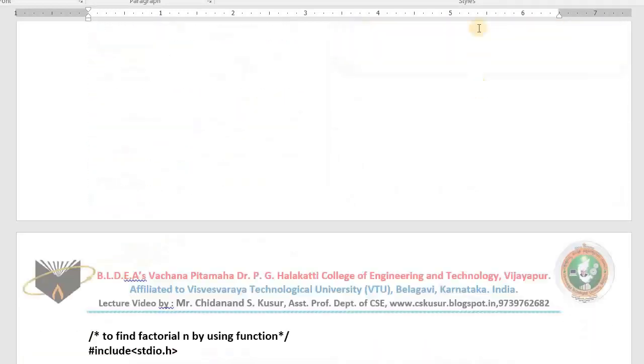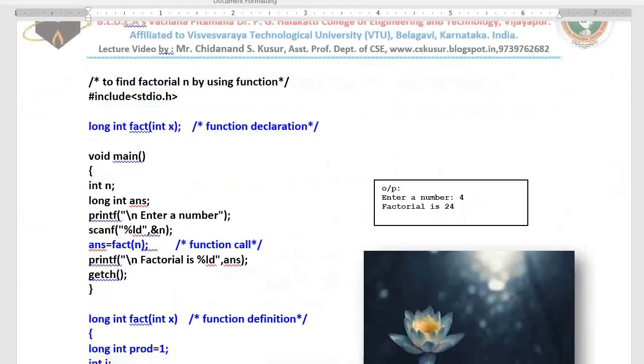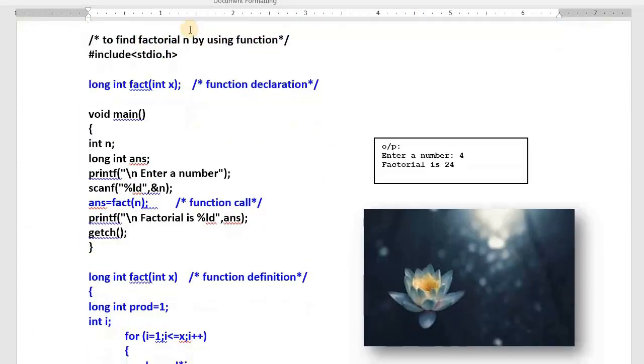Do it. Next, one more example. Can you write one function to find factorial? Oh, definitely sir, I can write it. Oh, very good. Sir, I write one function called fact. It takes an integer value, but the result which it gives is a long integer. Already you know the difference between normal integer and long integer.